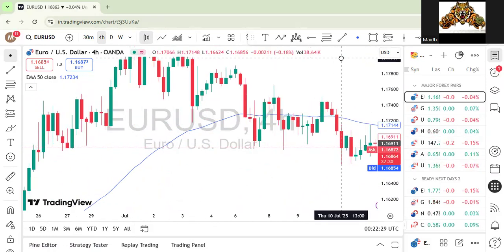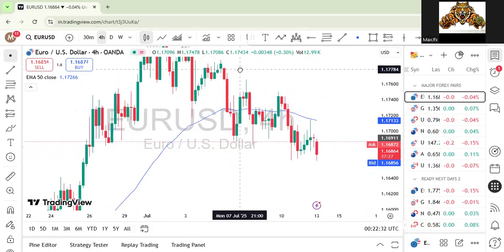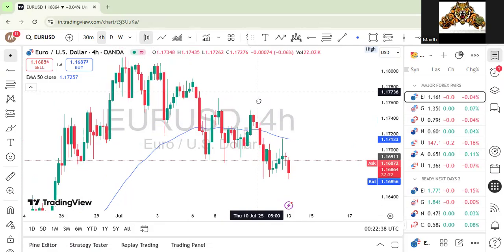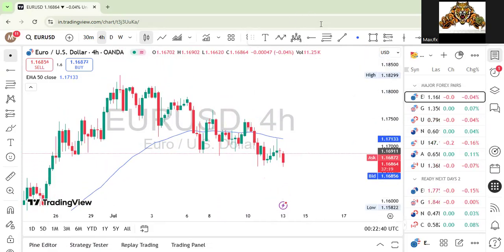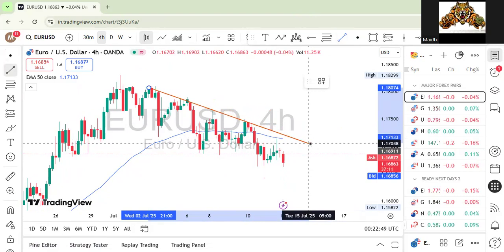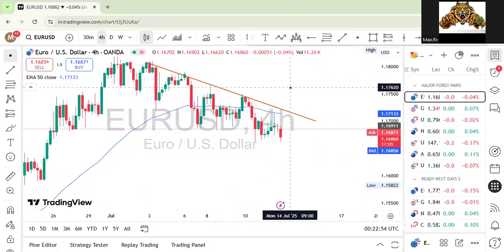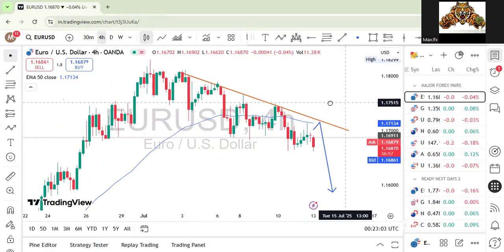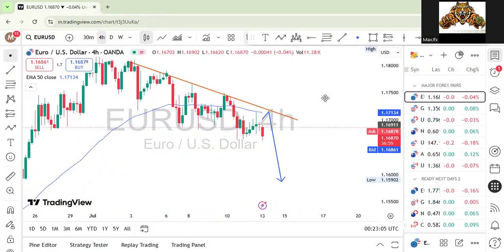All right. So come to the 4 hour, and I'm going to look for key zones that the market may react to. Here, I'm going to use the trend line to find the turning points. So what do I expect? I expect price to move this way, to the trend line, and now come down. So the trend line is going to act as a resistance for me to enter into the trade.